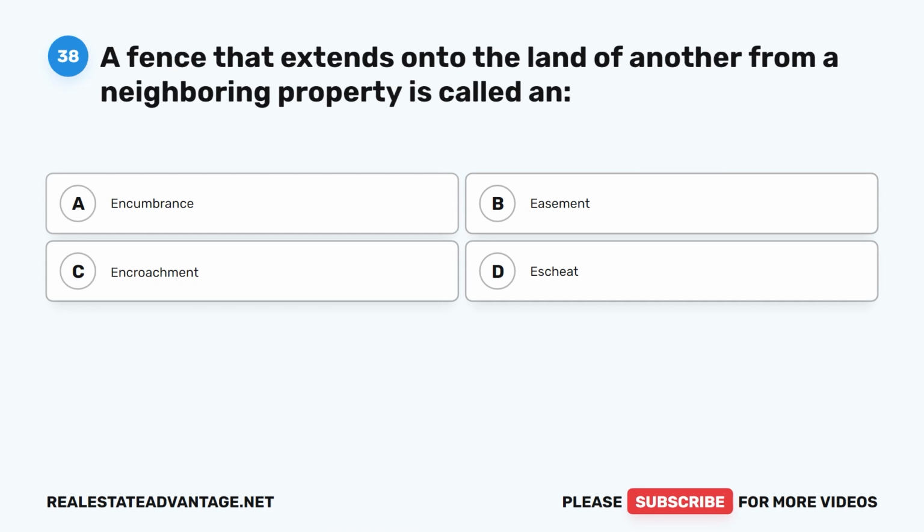Question 38. A fence that extends onto the land of another from a neighboring property is called an A. Encumbrance, B. Easement, C. Encroachment, D.